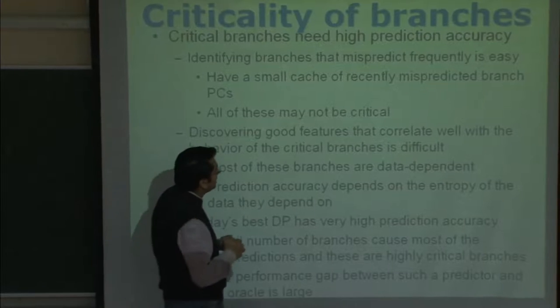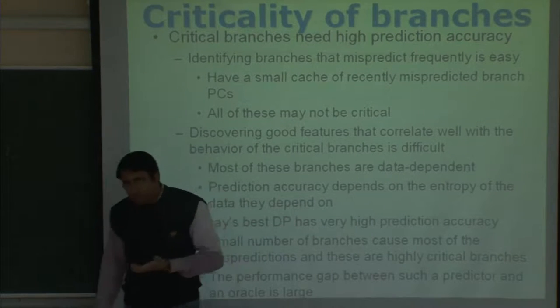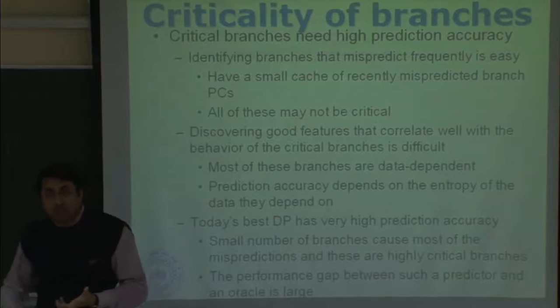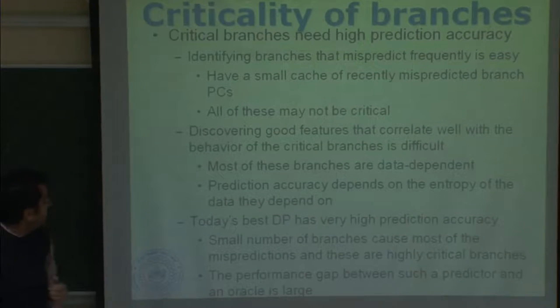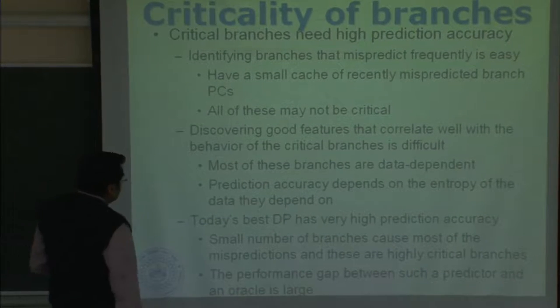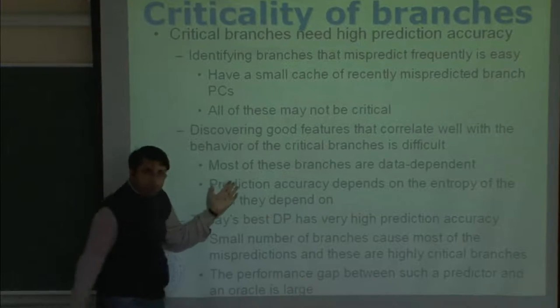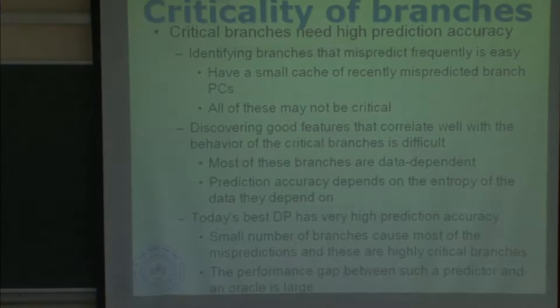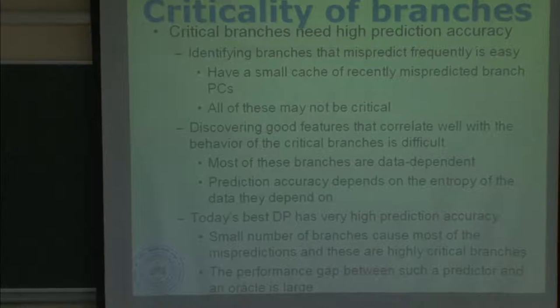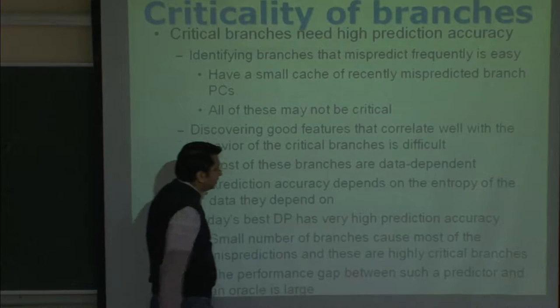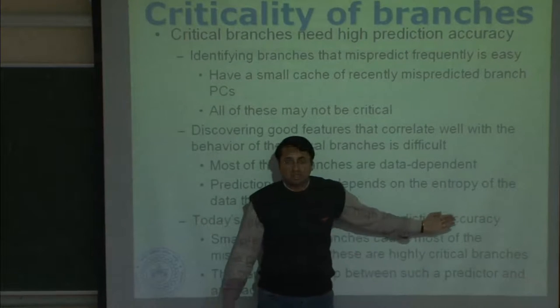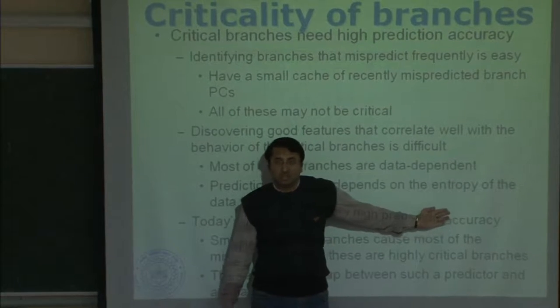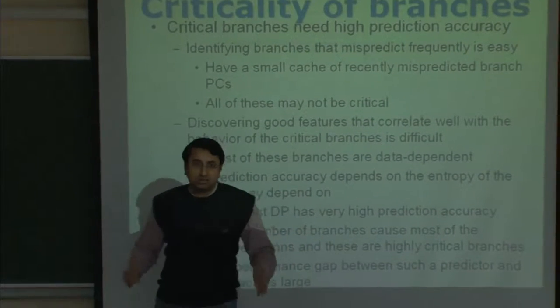By good features, I mean what program property would tell you that this branch is actually critical. Most of these branches are actually data dependent, that's what it turns out ultimately. And prediction accuracy depends on the entropy of the data they depend on. As you know, if some pieces of data have high entropy, then they are usually not very predictable. You want low entropy in the data to be predictable.